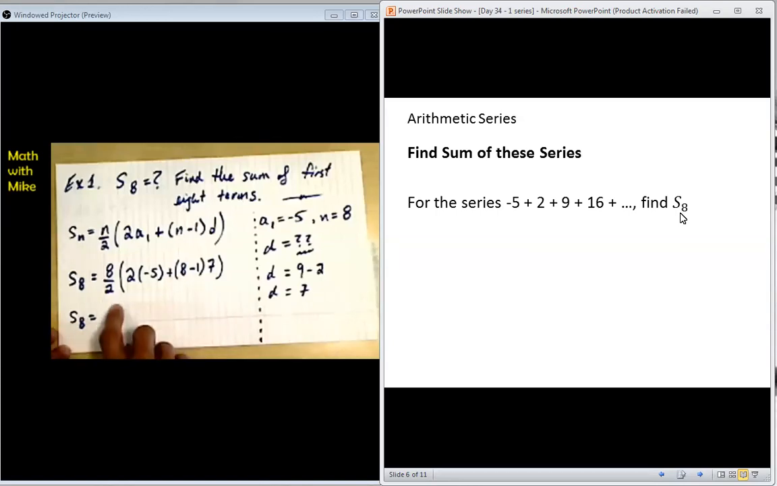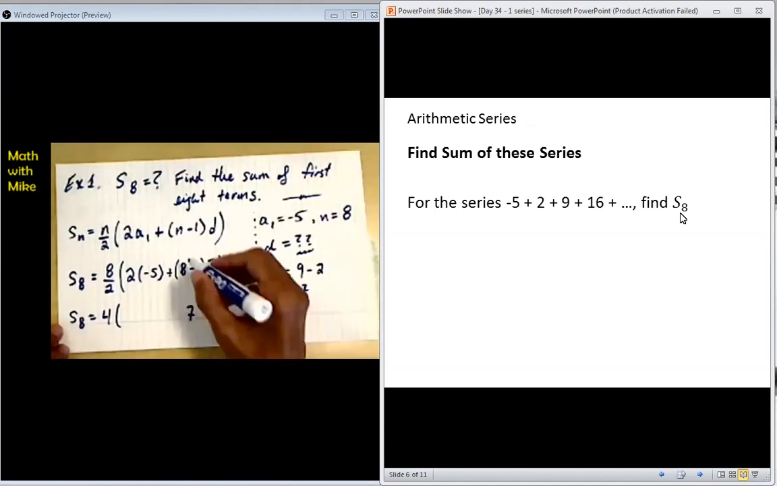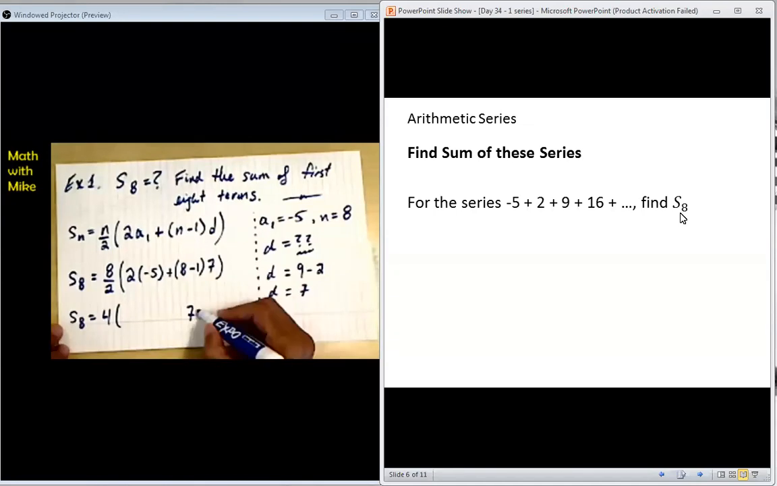Yeah, this is grade 10. You've done a bit already. 8 divided by 2, that's 4 on the outside there. Now let's go inside of the brackets here. Yep, 7 for the 8 minus 1. We'll bring that down so it lines up like that. So it'll still be multiplied by the 7 that's in there.